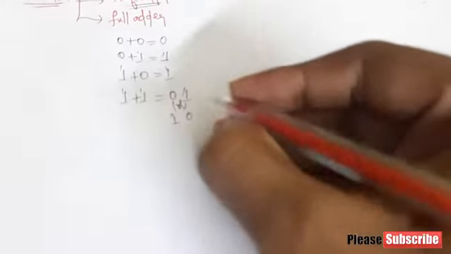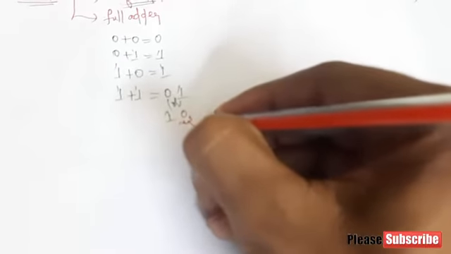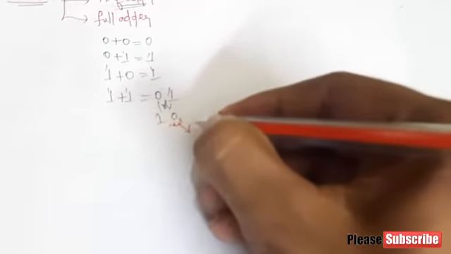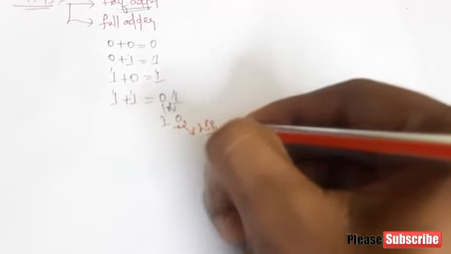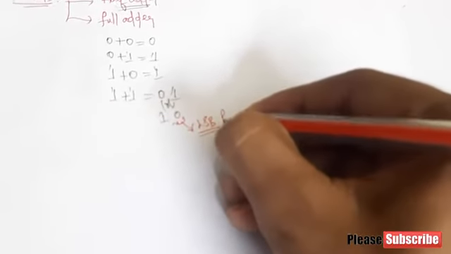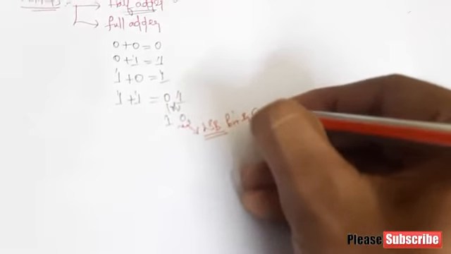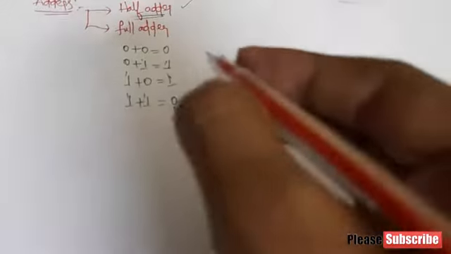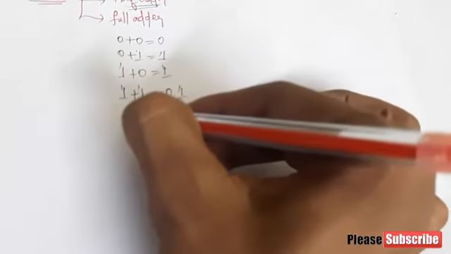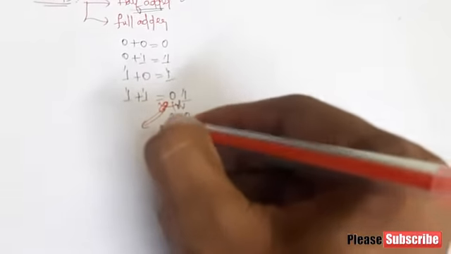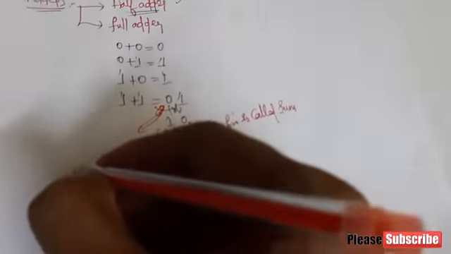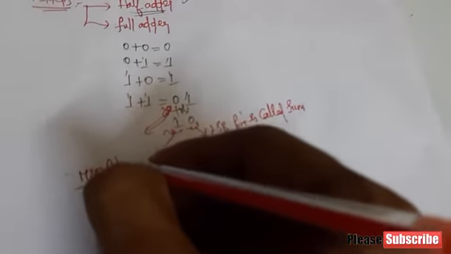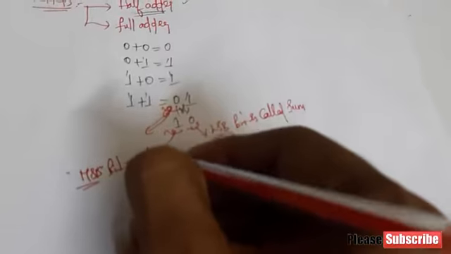This LSB bit is called sum. This MSB bit is called carry.